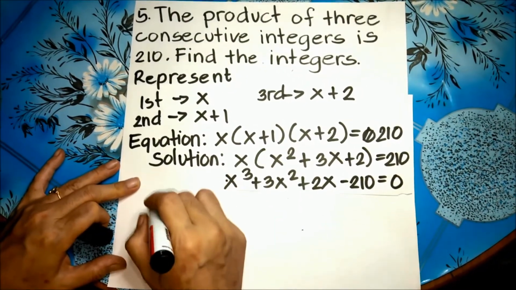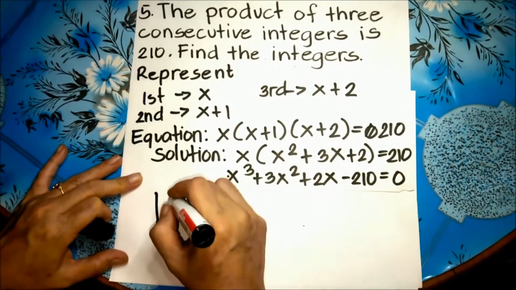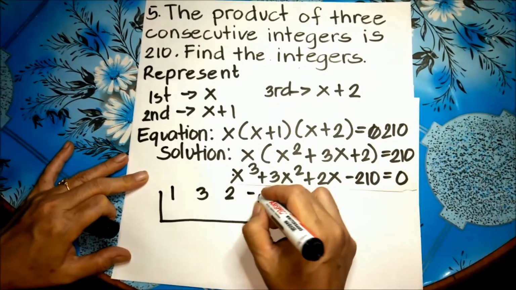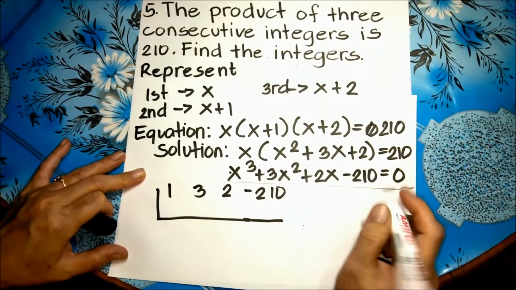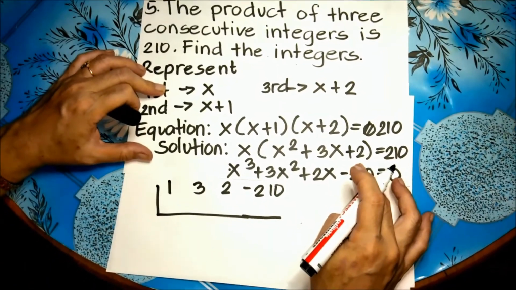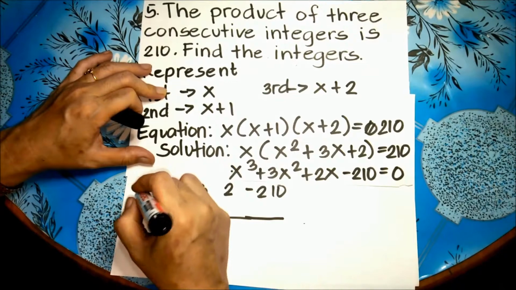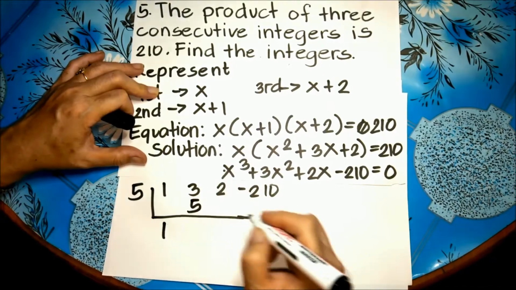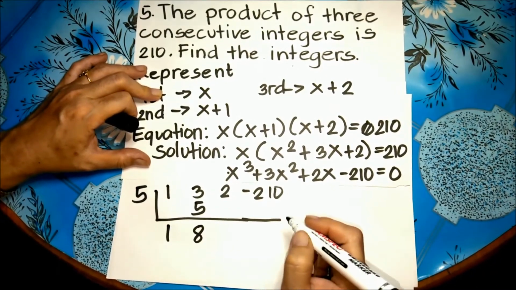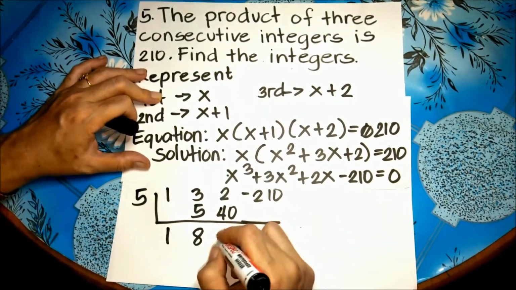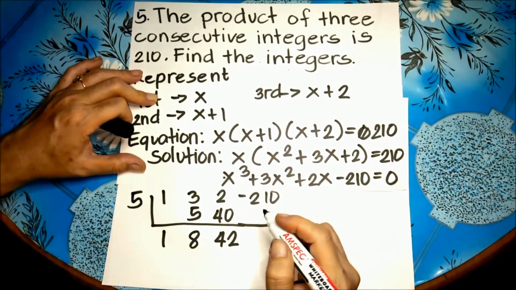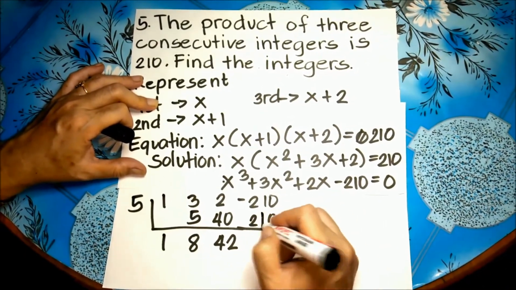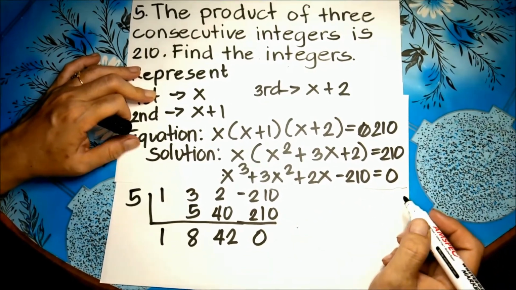Now let us use synthetic division. So we have here 1, 3, 2, negative 210. Now let's have our trial divisor. So let's try 5. So bringing down 1, times 5 is 5. 3 plus 5 is 8. 8 times 5 is 40. We have 42. 42 times 5, so 2 times 5 is 10, carry 1. 5 times 4 is 20 plus 1. And you have it. We have our factor.